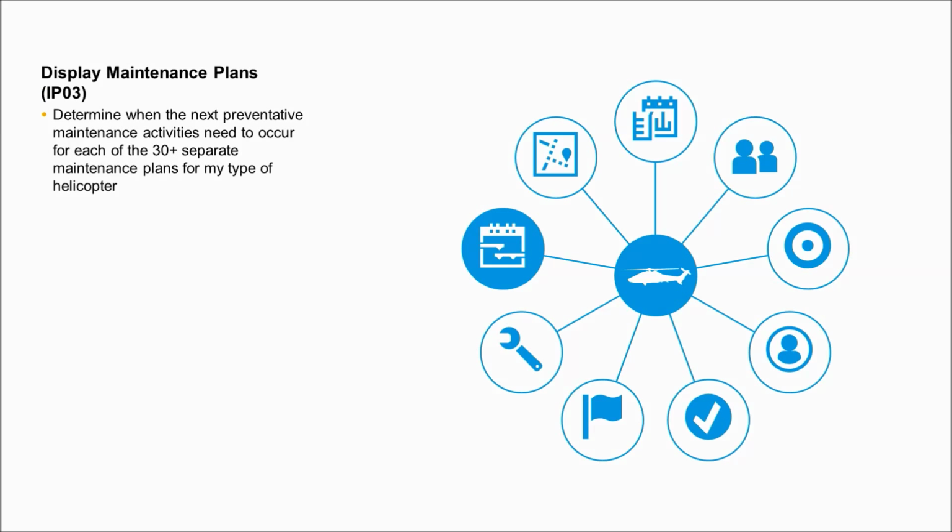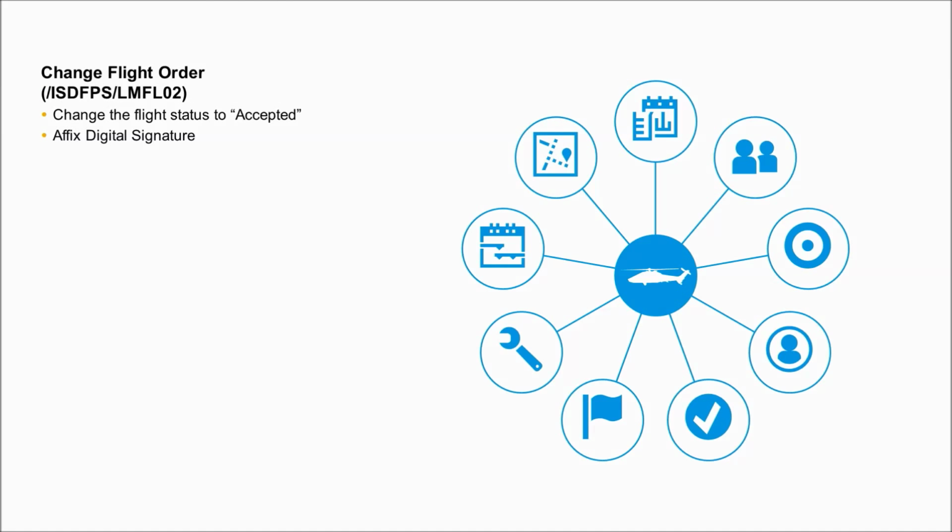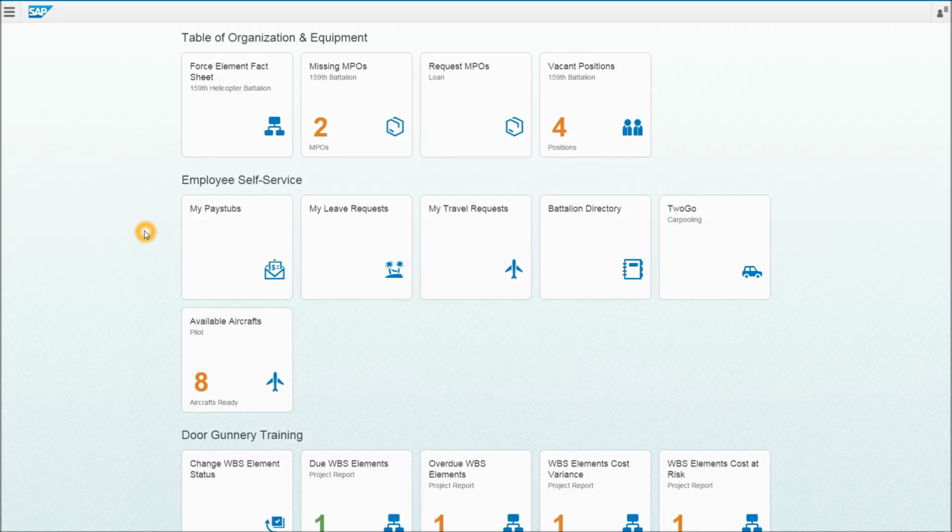I have over 30 separate maintenance plans that need to be reviewed to make sure I don't violate them on the flight. And then lastly, a separate mapping application to review the geolocation. Once I've done reviewing this, I need to change the flight status to accepted through another transaction and affix my digital signature. I'm now in my SAP Fiori Launchpad, and I'm going to go and accept my aircraft before I go flying.